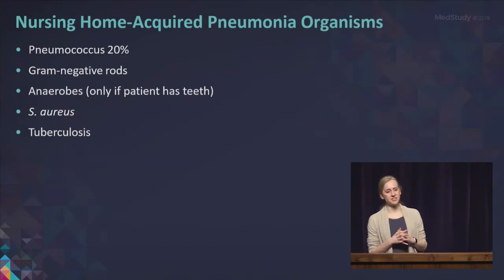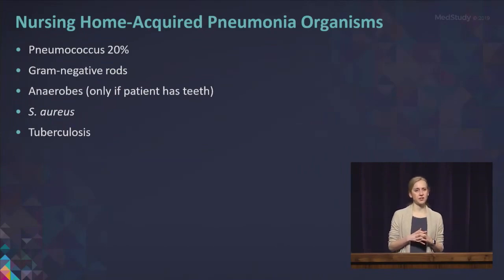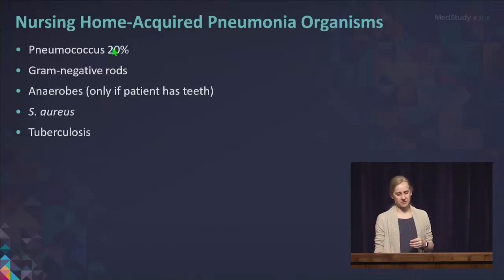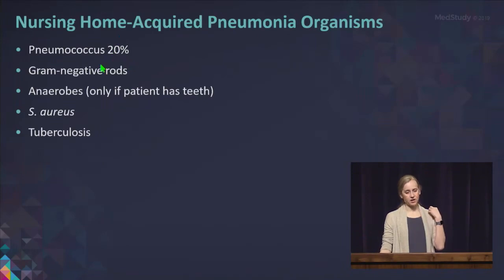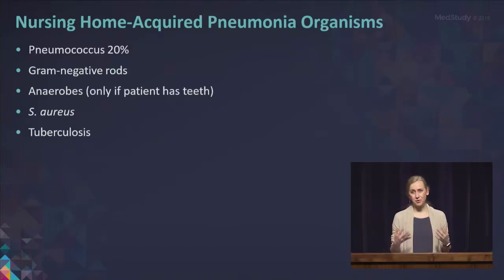Also, remember that if patients are coming in from a nursing home, then the organisms you're going to find in their pneumonia are completely different. So pneumococcus becomes much less common, and gram-negative rods take over 40 to 50% of infections. This is especially pseudomonal infections, which is why we often use things like ceftazidime, cefepime, piperacillin-tazobactam right off the bat for patients who are coming in from a nursing home with a healthcare-associated pneumonia.